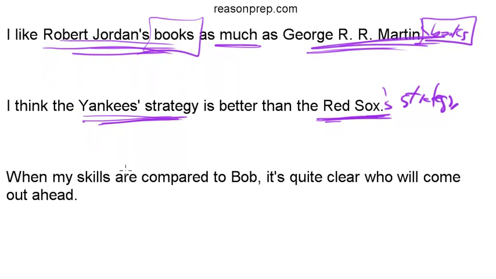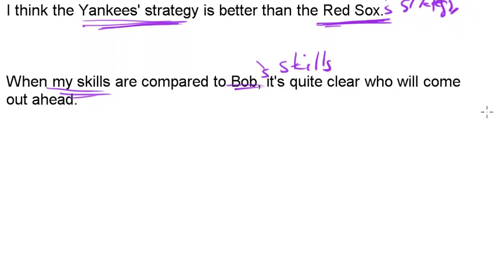When my skills are compared to Bob, it's quite clear who will come out ahead. So again, my skills versus Bob. So I need something like Bob's skills. Let me make a sentence with than. I should have done one with than.